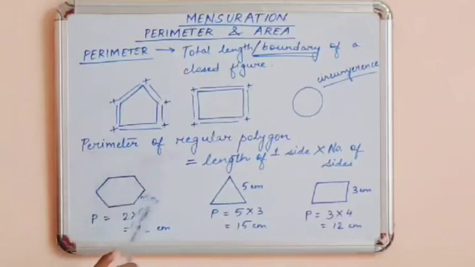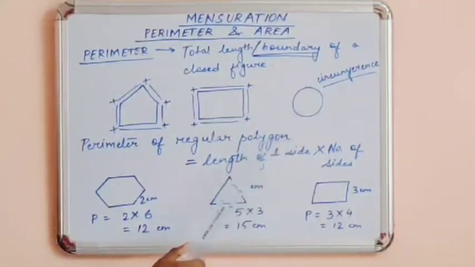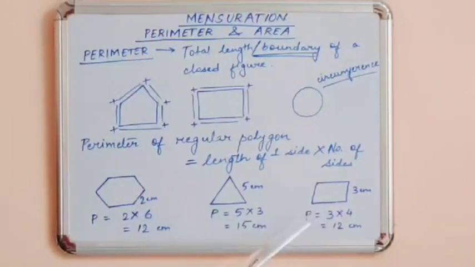Now, perimeter of a regular polygon. What do you mean by a regular polygon? A polygon is any figure having n number of sides. N could be anything starting from 3. It could be 3, 4, 5, 6 and so on. So all these are polygons. And how can we classify if a polygon is regular or not? A regular polygon means a polygon which has all the sides equal. So in these cases, all the sides are equal.